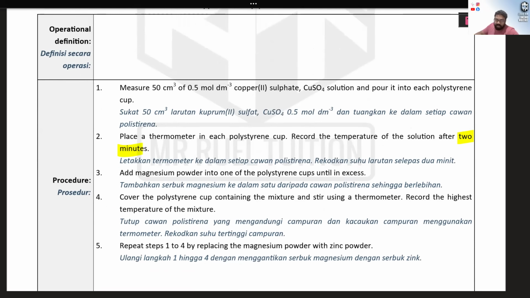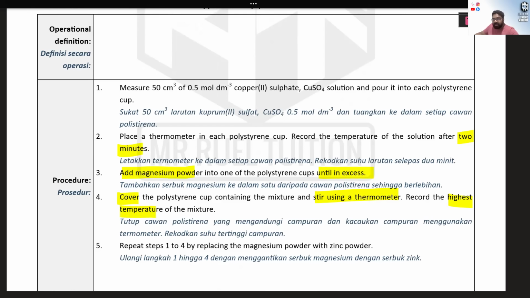Okay, then we add the magnesium powder into one of the polystyrene cups until in excess. All right, how will we know when it's in excess? When it doesn't dissolve anymore. When the magnesium powder doesn't dissolve anymore, then it is in excess. Okay, then cover the polystyrene cup and stir using a thermometer. Okay, record the highest temperature of the mixture.